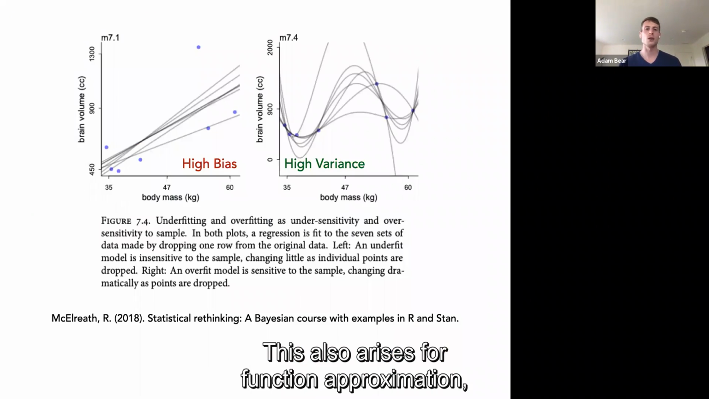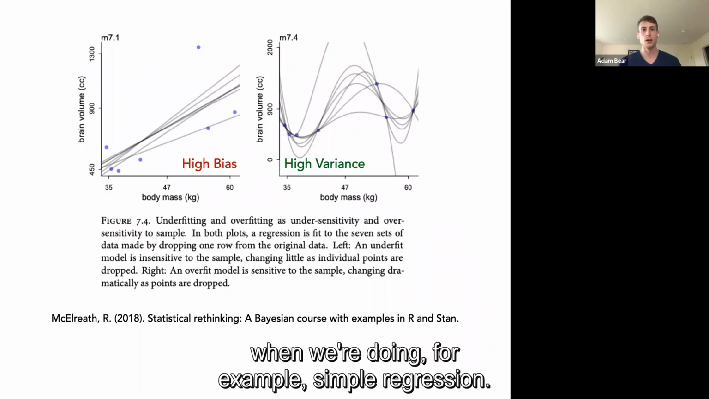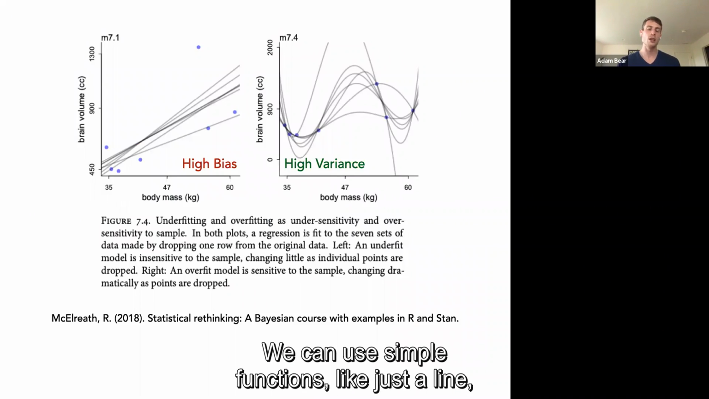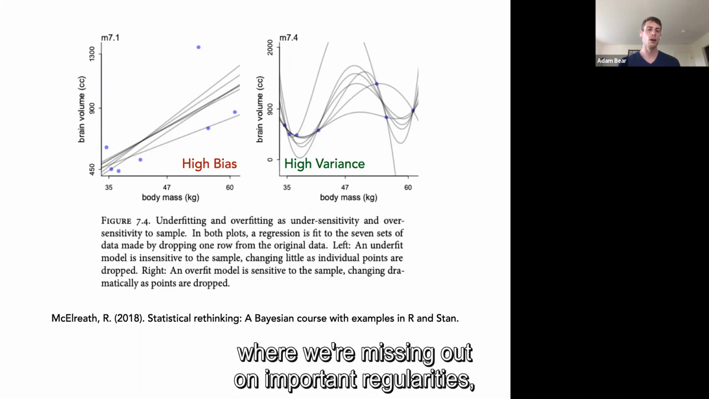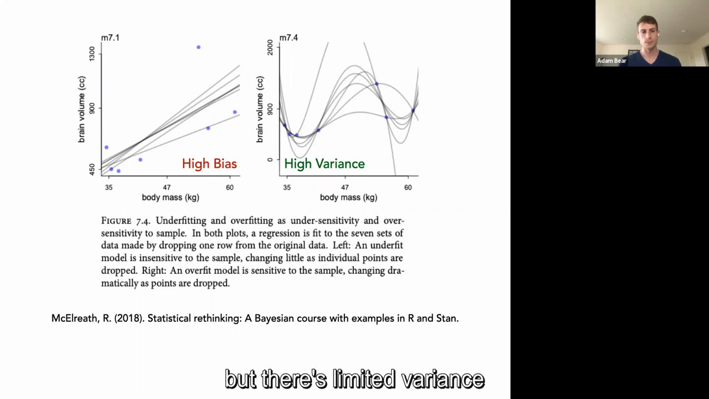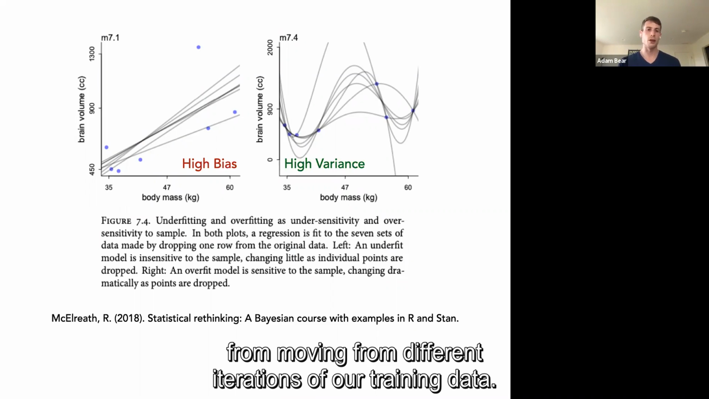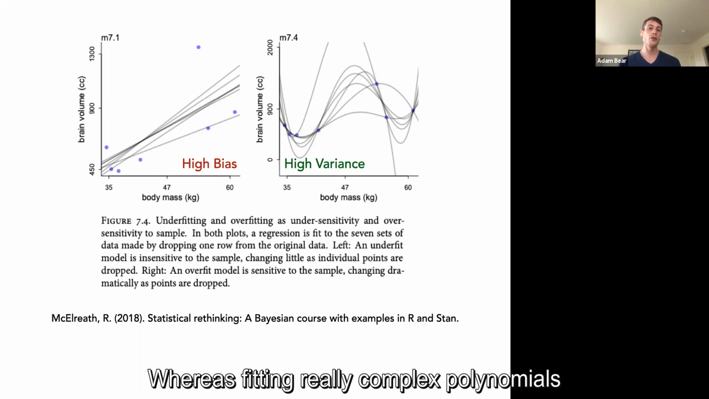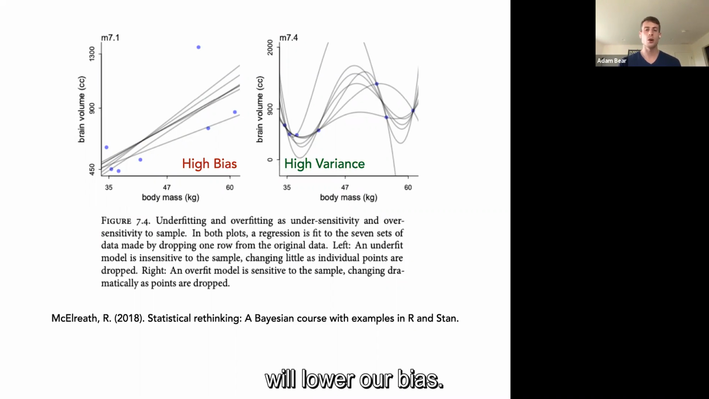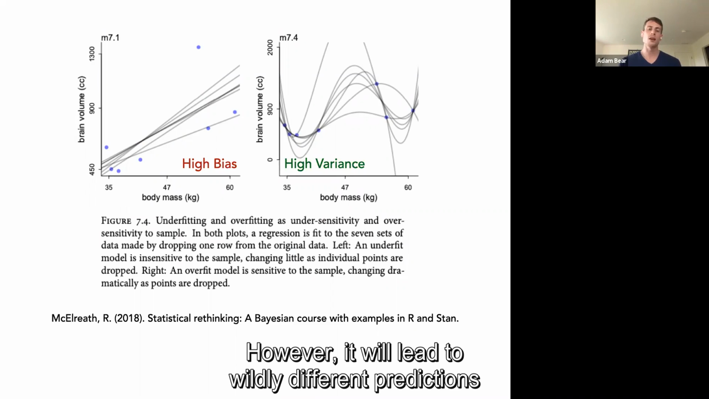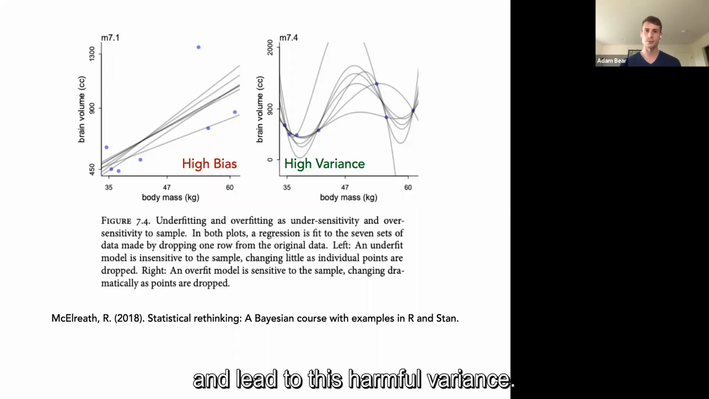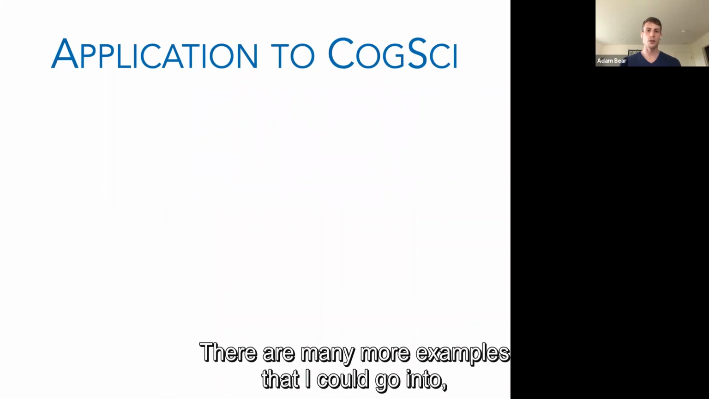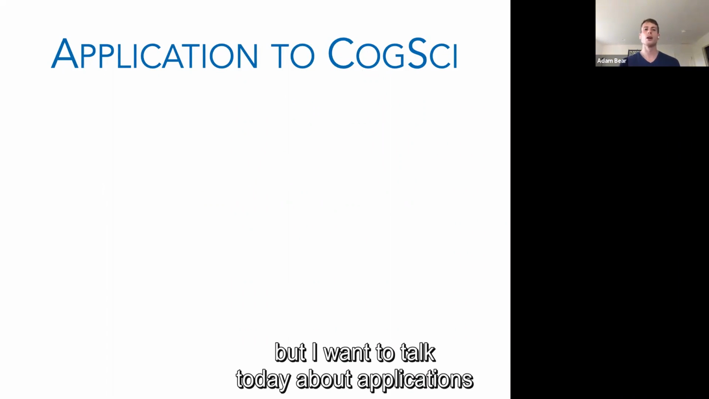This also arises for function approximation when we're doing, for example, simple regression. We can use simple functions like just a line as represented on the left. This can sometimes lead to bias where we're missing out on important regularities, but there's limited variance from moving from different iterations of our training data. Whereas fitting really complex polynomials will lower our bias. However, it will lead to wildly different predictions based on different versions of the training data and lead to this harmful variance.